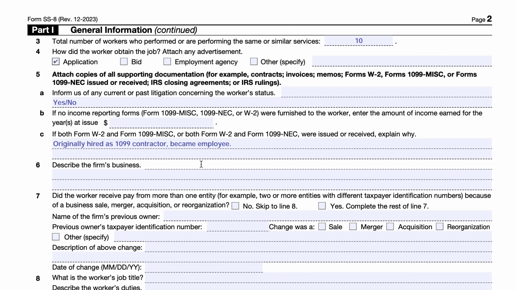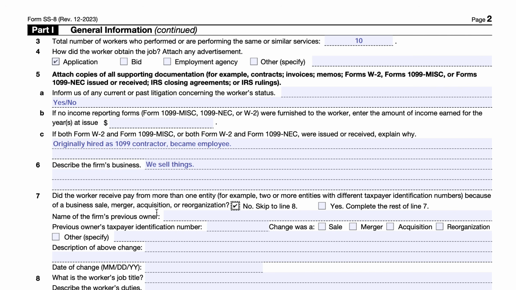And then briefly describe the firm's business. We sell things. Did the worker receive pay from multiple entities? It could be that a company got bought by another company, a merger or acquisition. If no, then just skip to line 8.